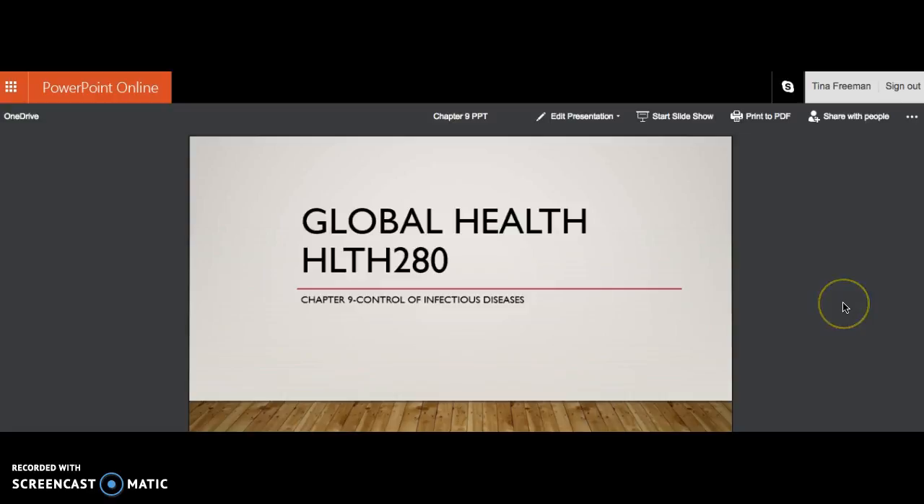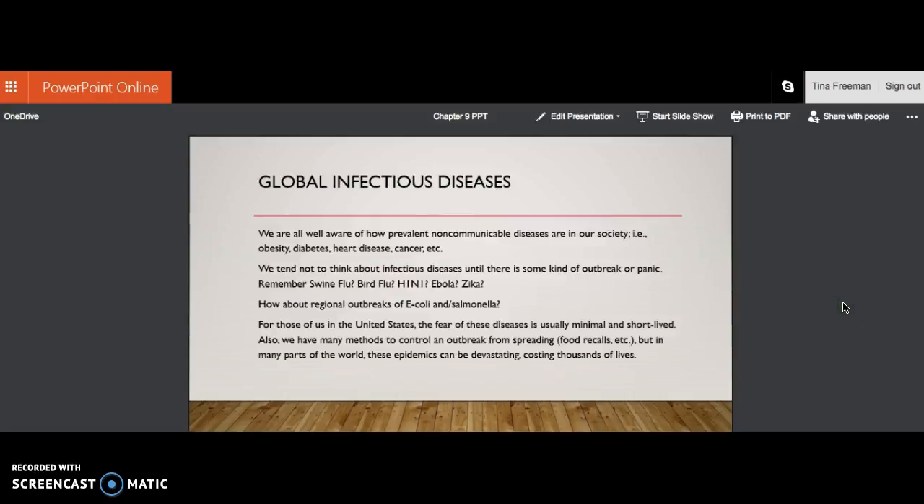We are going to be discussing control of infectious diseases this week. And we've talked a lot about the non-communicable diseases that are prevalent in society, such as heart disease, obesity, cancer, diabetes. But we tend not to think a lot about infectious disease until it's cold and flu season or until there's some kind of outbreak or panic like Zika, Ebola, H1N1, bird flu, swine flu. How many of you remember any of those? How about our regional outbreaks of E. coli and Salmonella? So we're very fortunate in the United States in that fear of these diseases is usually pretty short-lived and rare and easily controlled.